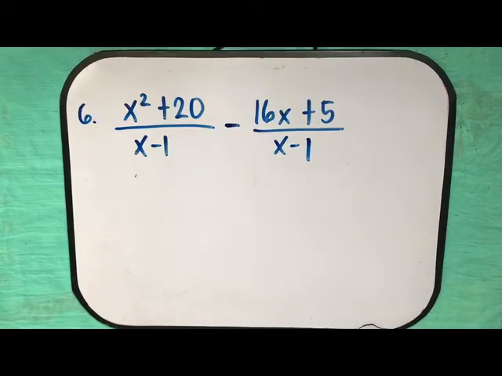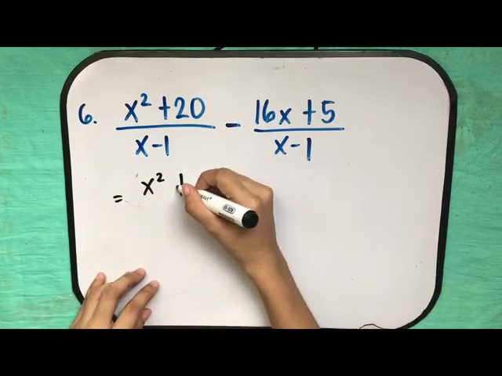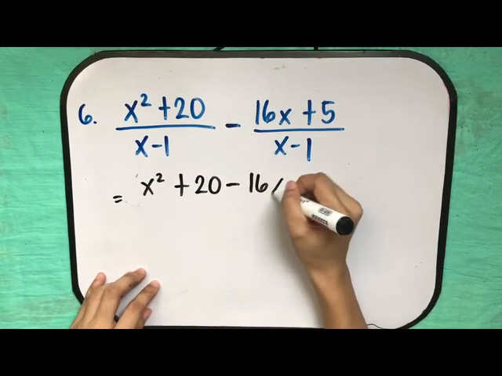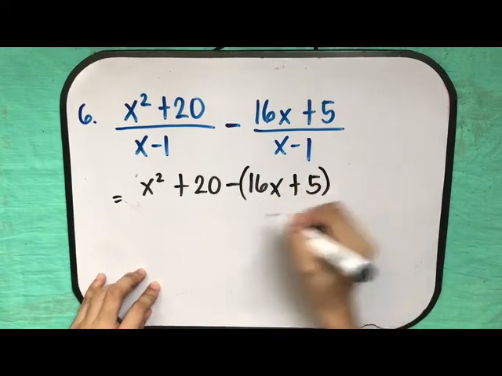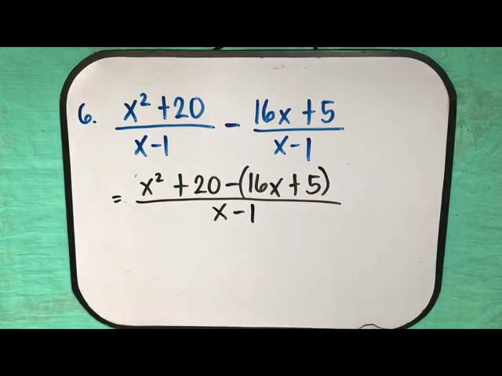Next, example number 6. We'll have (x² + 20)/(x - 1) - (16x + 5)/(x - 1). Let's subtract the numerators. It will be x² + 20 and then minus 16x + 5, over x - 1. Just copy the denominator.